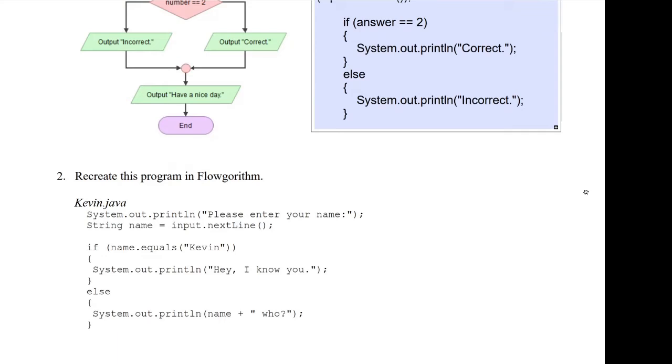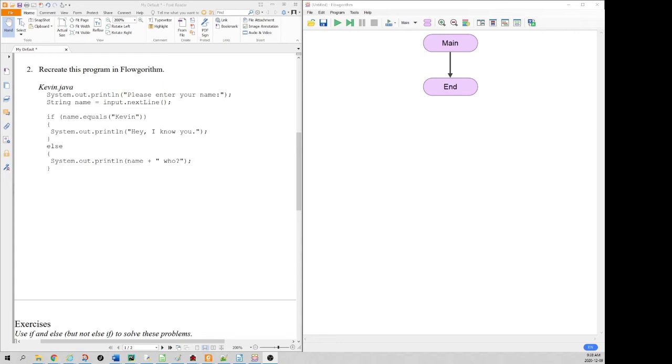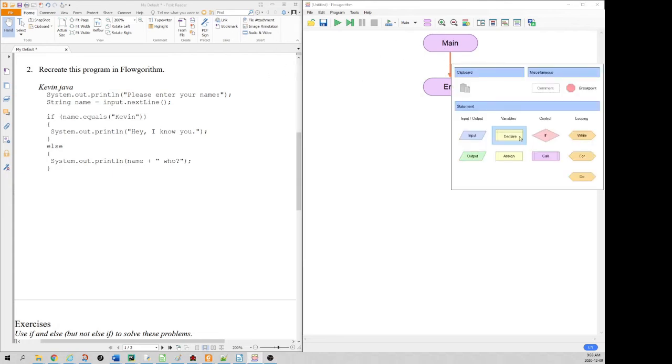Example 2, we want to recreate this program in Flowgrythm. So where do we start? Well, you can start with any number of instructions. Start with the ones that are the easiest to think about, and then leave the hard stuff for the end. So right now we can tell we have output that we have to deal with, like please enter your name. And so we'll do that first.